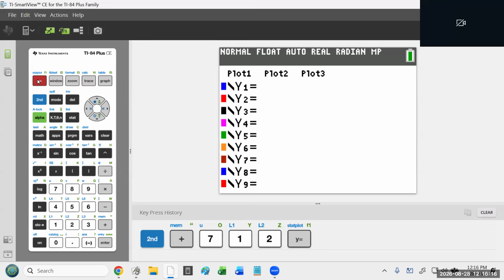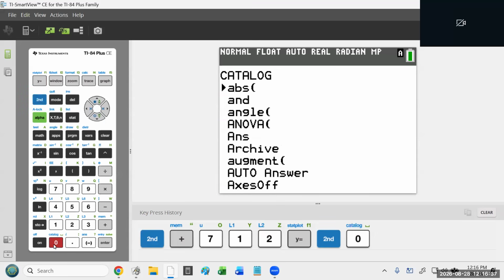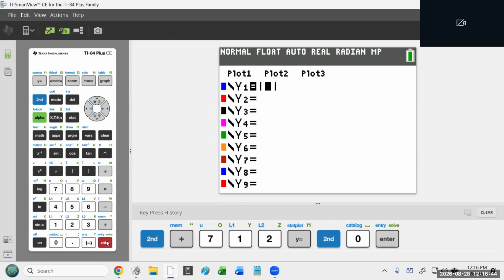Hit y equals. This is where you go to type in any equation. Now, for absolute value, you go to the catalog. Okay. Remember I taught you all yesterday that the catalog is an alphabetical list of everything the calculator can do for you. So if you hit, and notice the word catalog is blue, so you hit the blue button, second, 0, and the thing that's really convenient for us is absolute value is the very first option. So you just hit enter. And there you go. You got your absolute value bars ready to go.